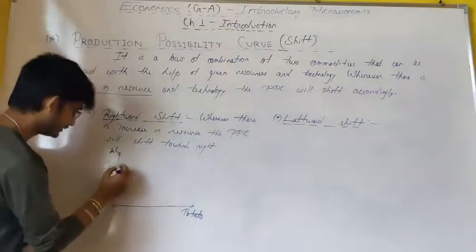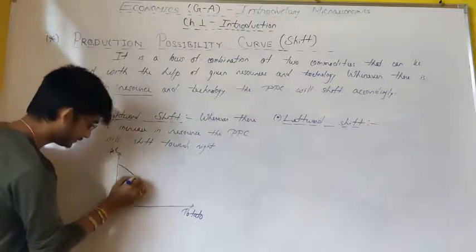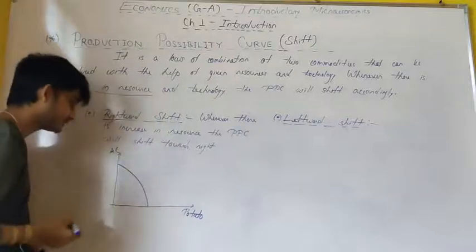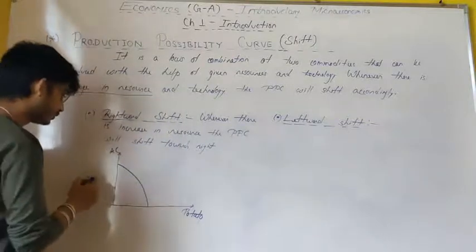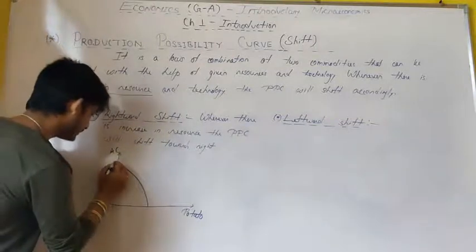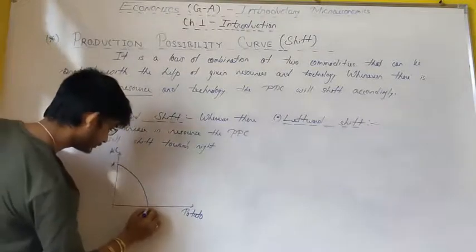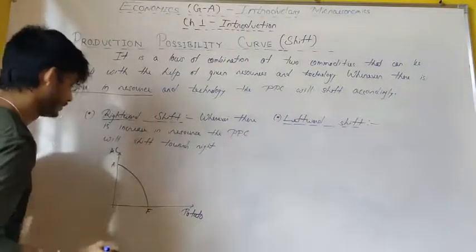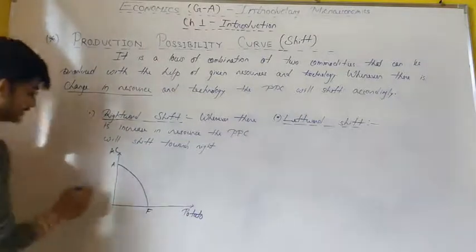So let's draw our PPC. So this is our PPC, which is concave towards the origin. Let's give it a name, AF. So this is our PPC.